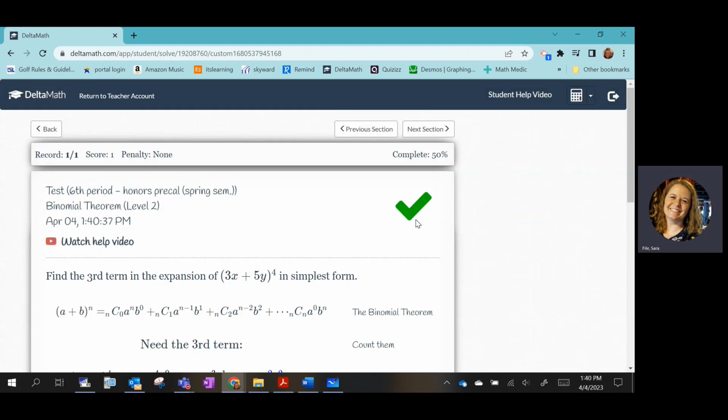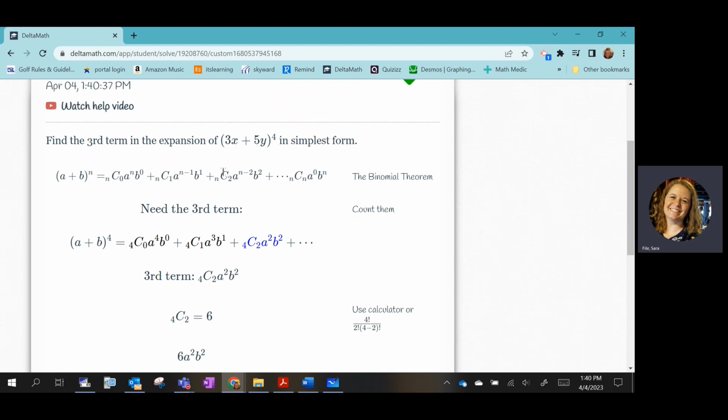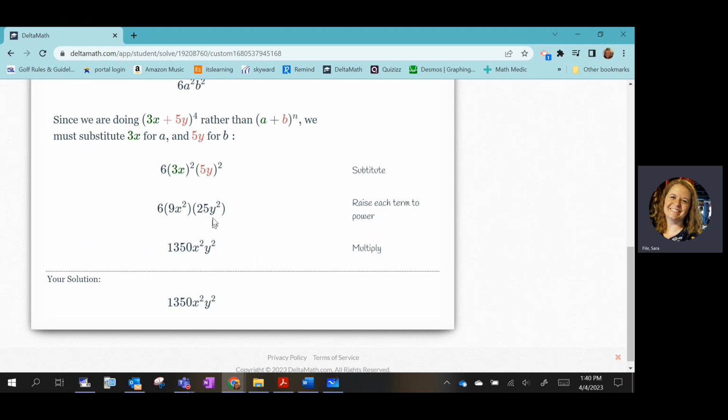There it is. We got it. So again, they're showing combinations. Y'all do not know it in those terms. You don't need to think about it in terms of combination. I would look down here and just say, this is what we did. We said 6 and then the 9x squared and then the 25y squared. And that's where we got the 1350. Everybody good with that?